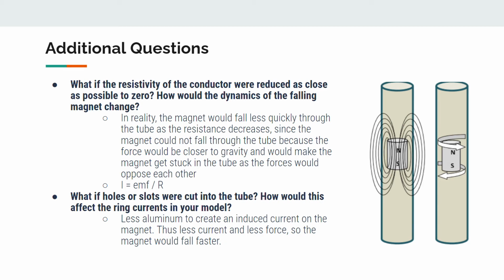Now, for the last question, what if holes or slots were cut into the tube? How would this affect the ring currents in your model? If we had holes or cuts in the aluminum, that means less aluminum to create an induced current on the magnet. Thus, less current, less force, and the magnet will fall faster instead of having the braking effect as it usually does.